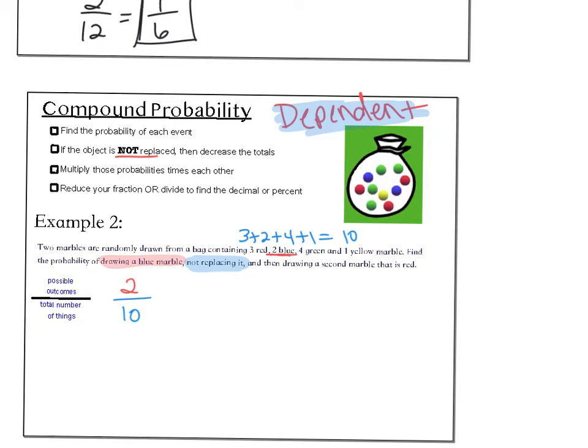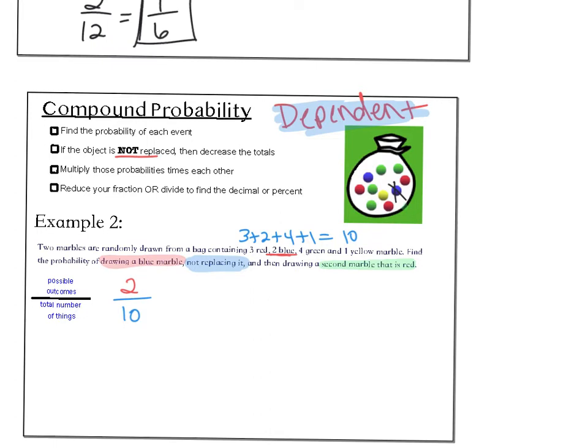Then let's find the probability of our second event. We're not going to replace that blue marble. We've taken this blue marble out of the bag. It's gone. I shouldn't do that in that color. Let's do it in black. We've taken this blue marble out of the bag. It's totally gone, okay? And now I'm going to find the probability of drawing a second marble that is red.